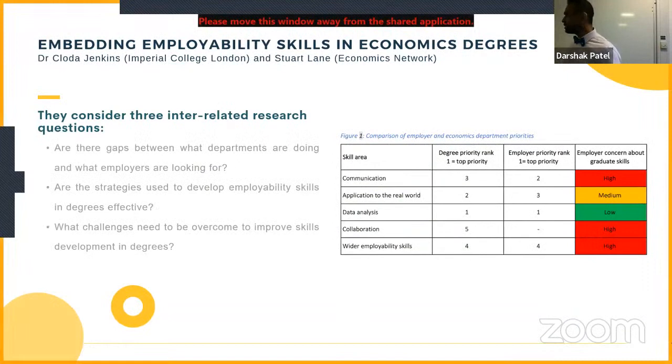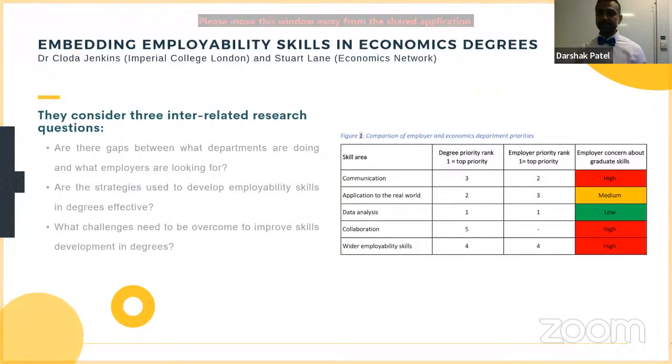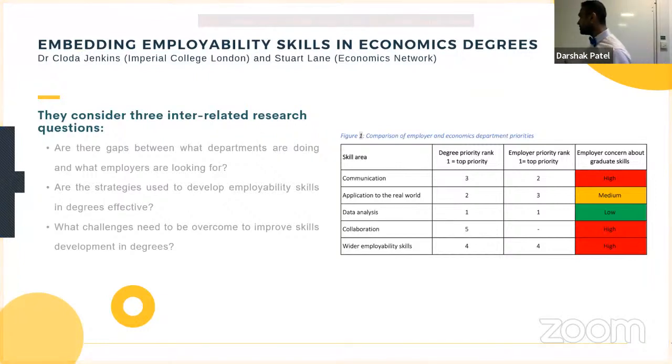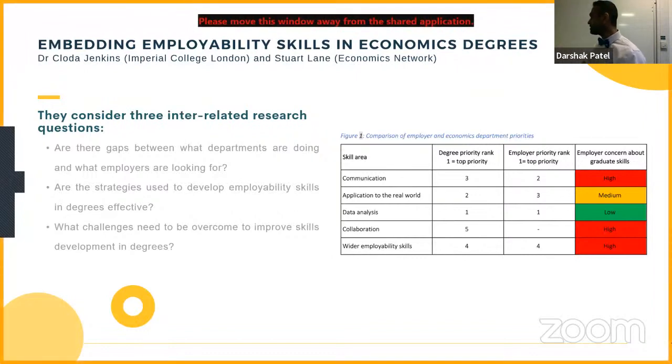I really like this report by Dr. Claudia Jenkins and Stuart Lane on embedding employability skills in economics degrees. They reviewed 3 interrelated research questions, but I was more focused on the first one: are there gaps between what departments are doing and what employers are looking for? What they found were similarities in terms of what employers and educators are teaching in terms of the skill areas. They also found some gaps between what employers are looking for.